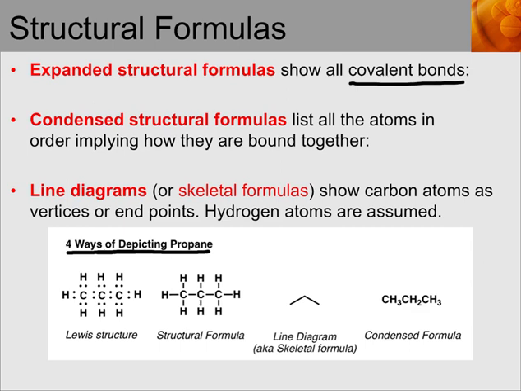hydrogens. So we have our Lewis structure, which shows all of the individual electrons. And then we have our structural formula, which shows covalent bonds as lines. But if you don't want to draw all of those individual bonds, you can also draw what's called a condensed structural formula. So that's shown down below here. And this is going to list all of the atoms in order, showing how they bond together.